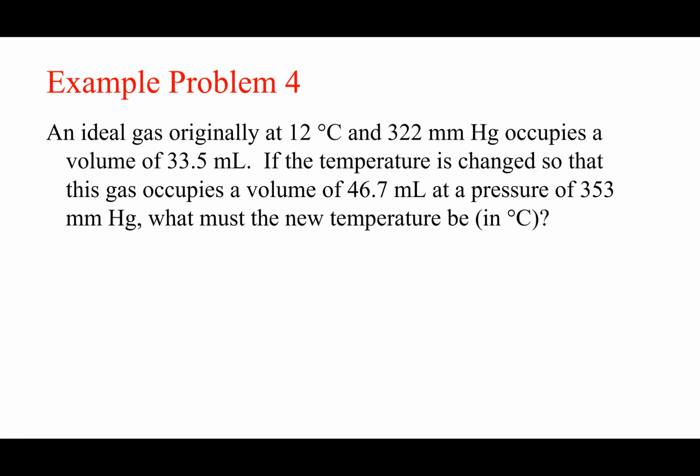Let's see. State 1, T1 is 12 degrees Celsius. Of course, we're going to have to go to Kelvin. P1 is 322 millimeters mercury. V1 is 33.5 milliliters. So again, did you catch that? I don't have to convert these, as long as they're the same in state 2. It's very fun. The temperature changed, so T2 must be the question mark. But it says that after the temperature was changed, my new volume, V2, is 46.7. And my P2 is 353 millimeters mercury.